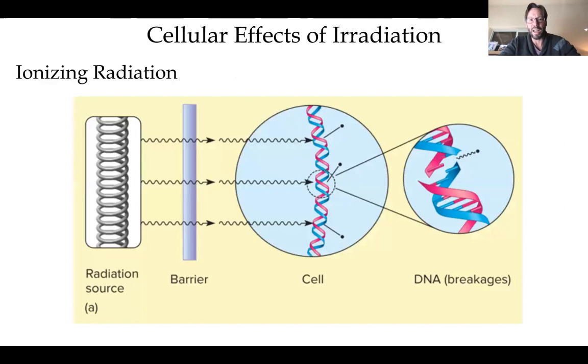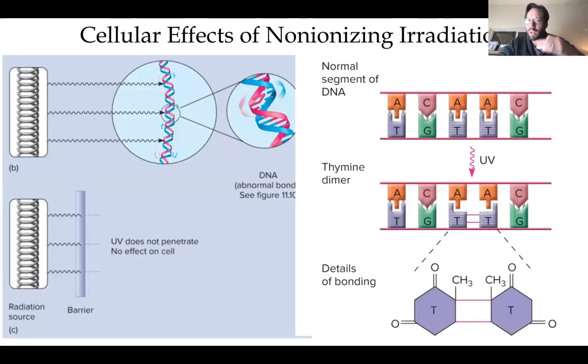Okay, so here's ionizing radiation. The radiation source can usually go through a lot of different barriers, depending on what that barrier is, and cuts right through the DNA. So you can see here, it breaks the DNA in half, a double strand break. Gnarly stuff. Whereas non-ionizing radiation will be stopped by most barriers, right? If you wear clothes, you aren't going to get a sunburn.